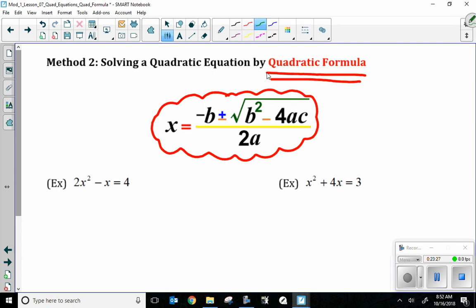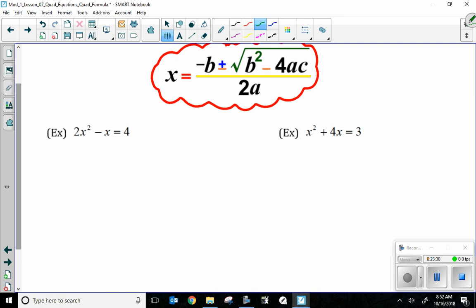I'm going to start this out the same exact way. I always want to set this equal to 0. So I'm going to subtract 4 from both sides. So 2x squared minus x minus 4 equals 0. If you tried to factor this, you couldn't. You couldn't use slip and slide or the M method. It wouldn't work. There's no guess and check. You can't factor out a greatest common factor. None of it works. That's when we have to go with the quadratic formula.